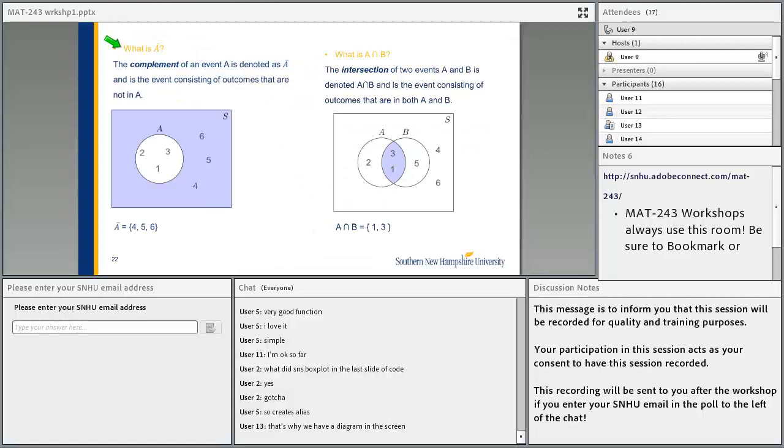What is A complement? So I have an A on top, I have a bar, so that's called A complement. The complement of an event A is denoted as A bar and is the event consisting of outcomes that are not in A. If we take only the A circle into consideration, I have the numbers 1, 2, and 3. All other numbers are not in A. So A bar, or the complement of A, would be all those numbers which are not in the circle. So 4, 5, and 6 will be the complement of A.